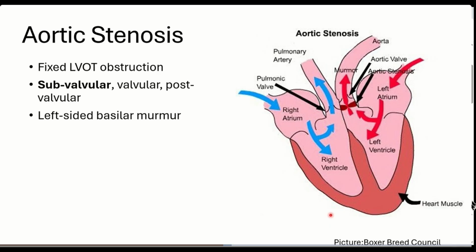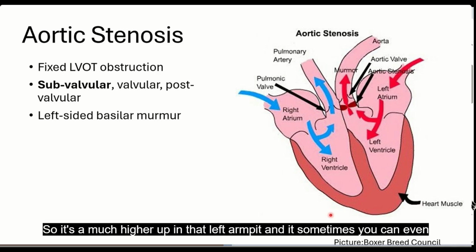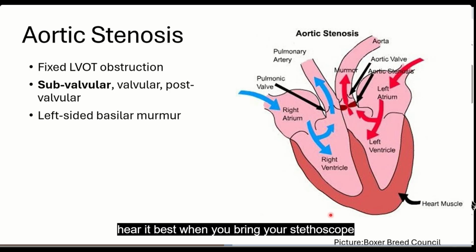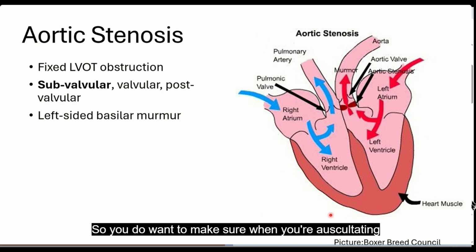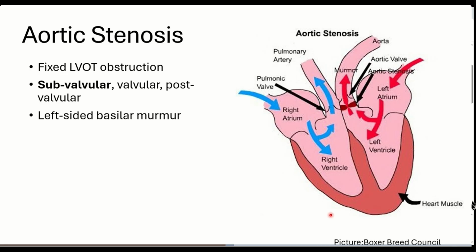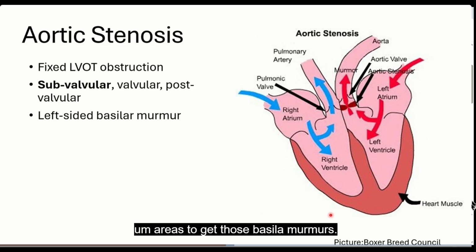So it's much higher up in that left armpit, and sometimes you can even hear it best when you bring your stethoscope more towards the sternum of the patient, particularly in smaller breeds. So you do want to make sure when you're auscultating that you definitely move your stethoscope around left side, right side, and right up in those armpit areas to get those basilar murmurs.